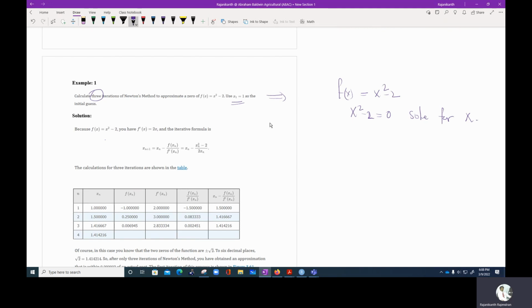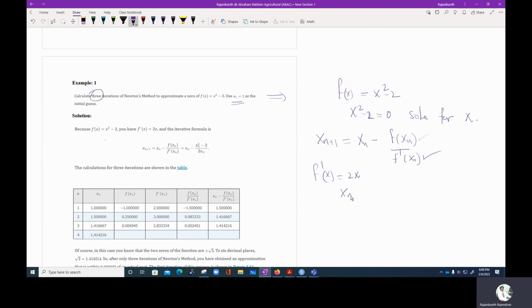Okay. If this is the case, you have to use the formula I gave at the beginning: x(n+1) equals xn minus f(xn) over f prime of xn. You need to find the function at xn and the first derivative at xn. So you need to find the first derivative of the given function. In this problem, f prime of x, the first derivative, is 2x, right? Yes, the derivative of x squared minus 2 is 2x.